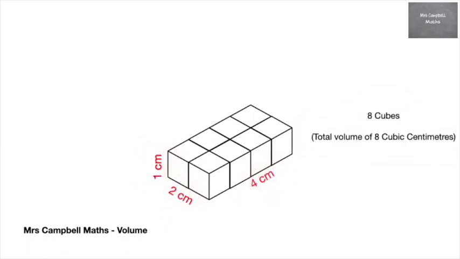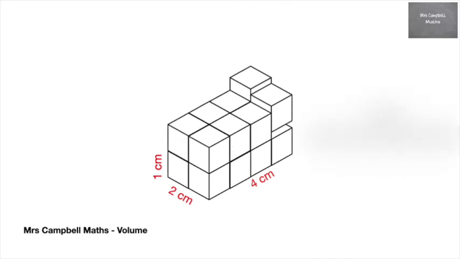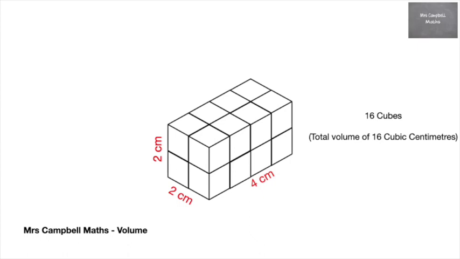Let's add another layer to that. Again, we have a cuboid, and this time each of the layers has 8 cubic centimetres. So the volume of this cuboid would be 8 times 2, 16 cubic centimetres. So the volume of this cuboid, that's 2 by 4 by 2, 2 times 4 times 2, 16 cubic centimetres.